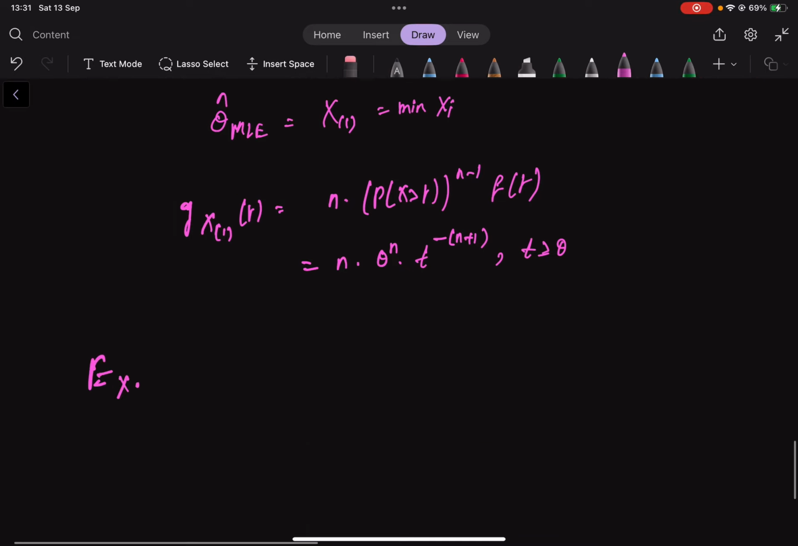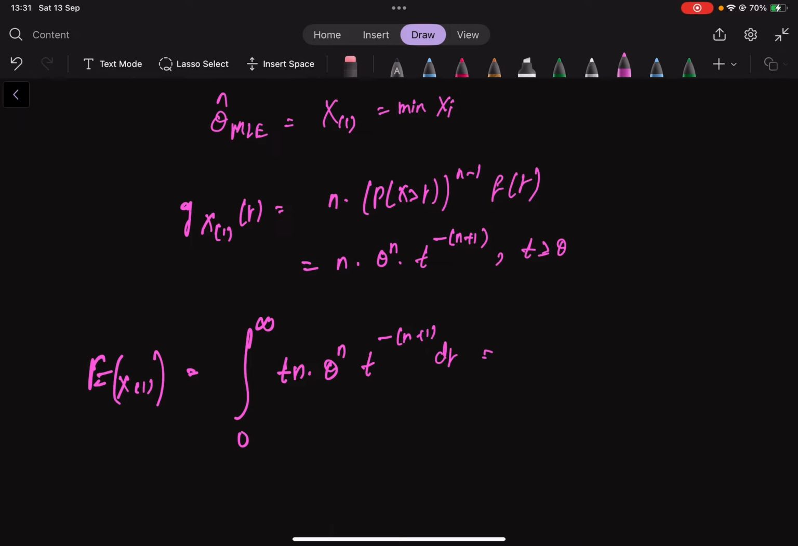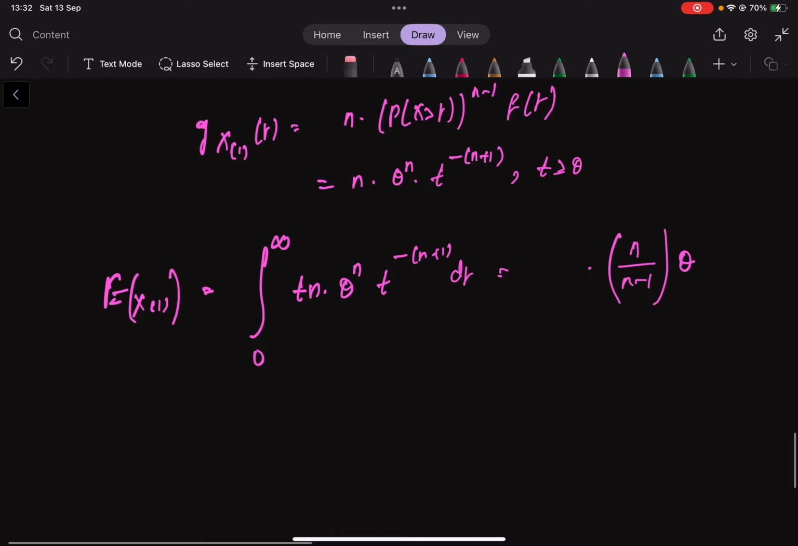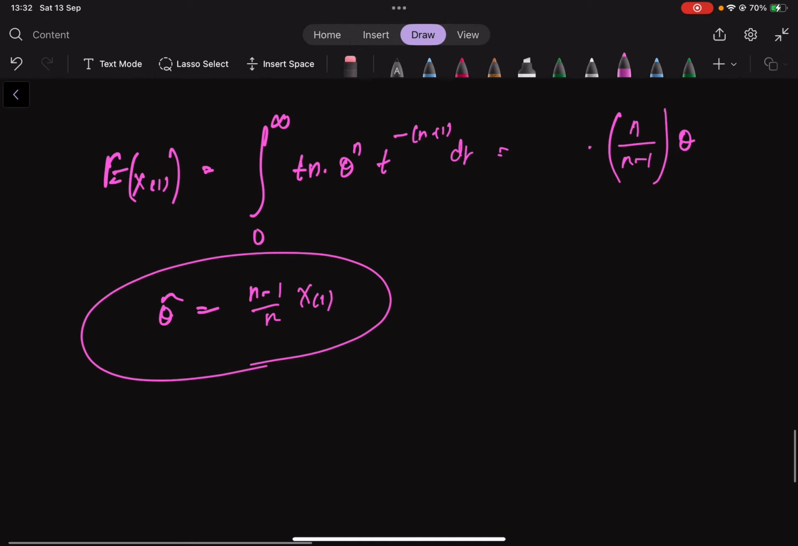So the expectation of X of 1 is nothing but the integral from theta to infinity of t times n times theta to the power n times t to the power minus of n plus 1 dt, which is nothing but theta to the power of n into, so we will have t to the power minus n, so minus n by minus n plus 1, so we will get n by n minus 1 into 1 by theta to the power n minus 1, so we will be left with n by n minus 1 times theta. So therefore theta hat will just be n minus 1 by n times X of 1, which is an unbiased estimator of theta. We can also check that it is consistent, as n tends to infinity, the variance tends to 0.